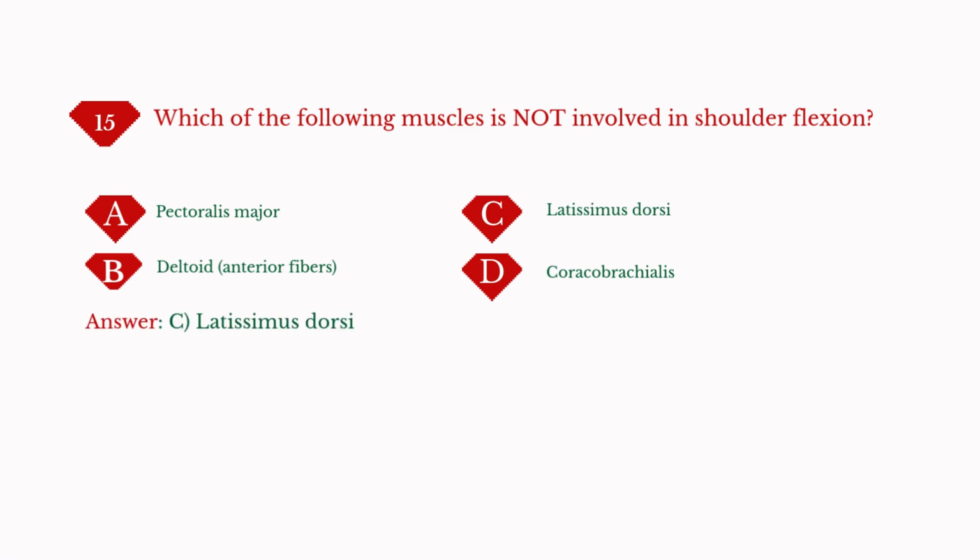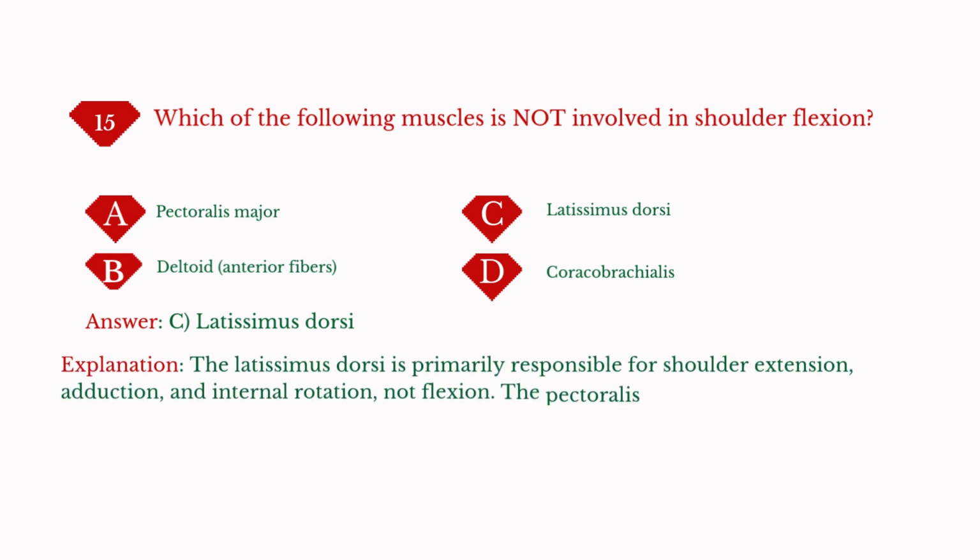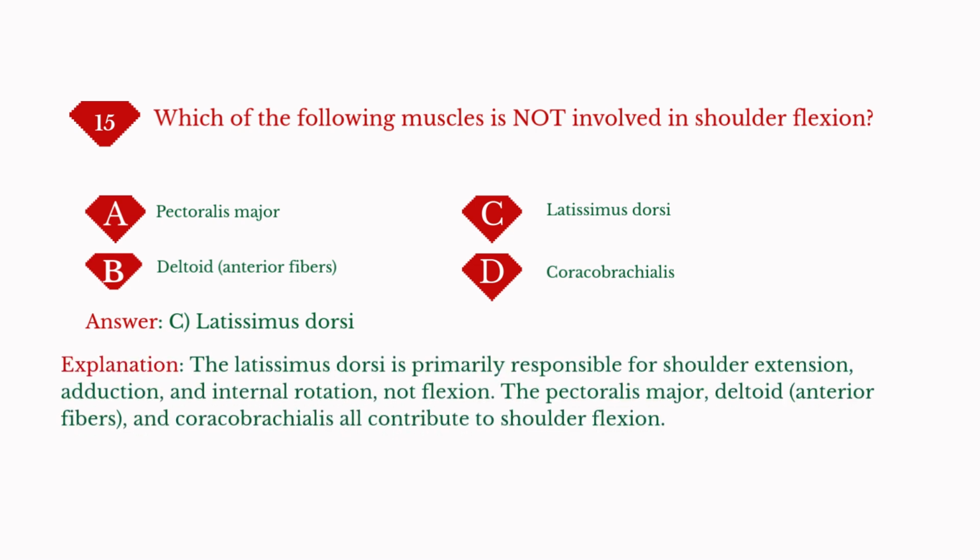Answer: C. Latissimus dorsi. Explanation: the latissimus dorsi is primarily responsible for shoulder extension, adduction, and internal rotation, not flexion. The pectoralis major, deltoid anterior fibers, and coracobrachialis all contribute to shoulder flexion.